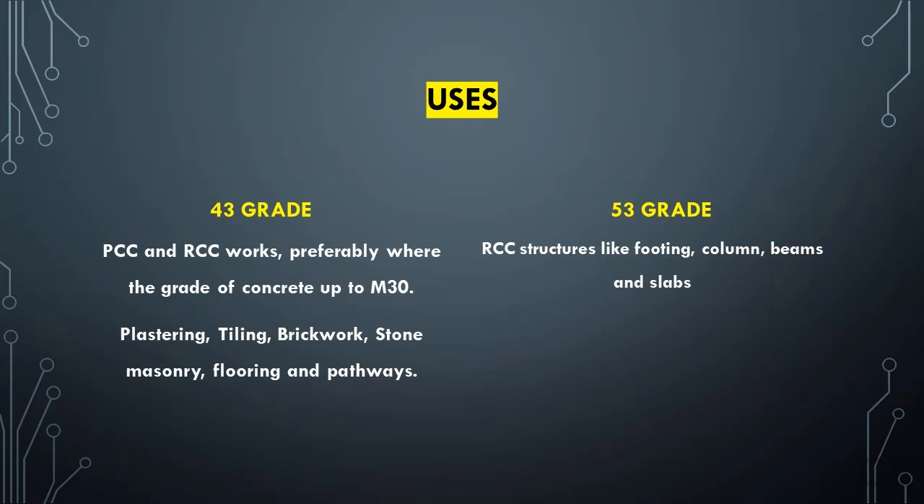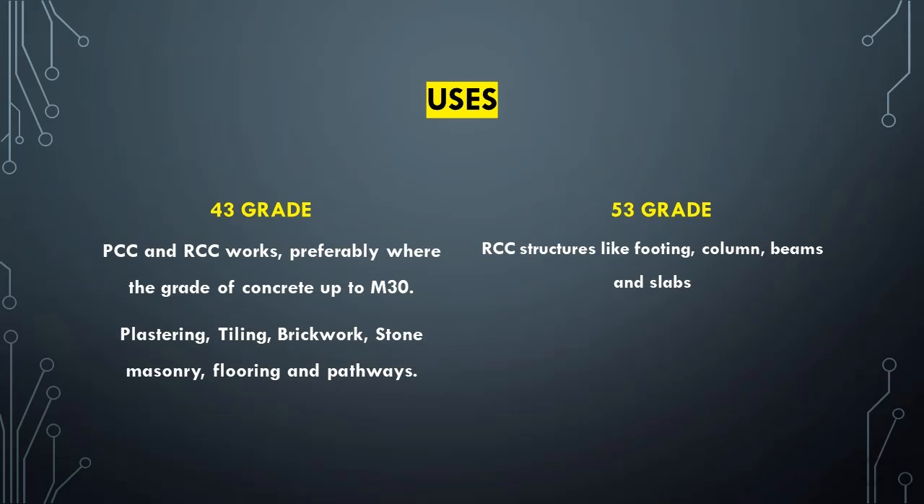Uses. 43 grade cement is used in PCC and RCC works, preferably where the grade of concrete is up to M30. Also, it is recommended for plastering, tiling, brickwork and stone masonry, flooring, pathway etc., where initial day's strength is not of prime importance. It is also used in the finishing of all types of building, bridges, culverts, roads, water-retaining structures etc.